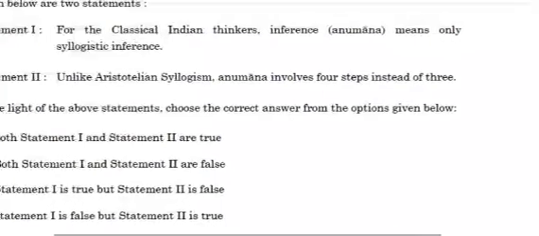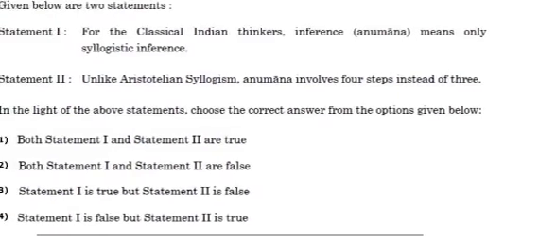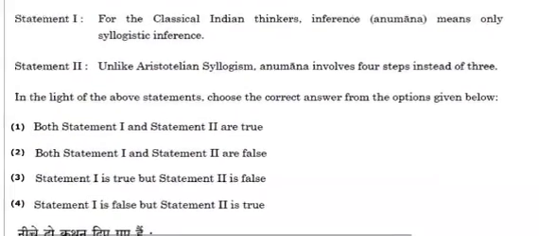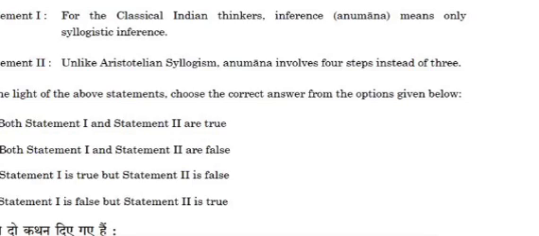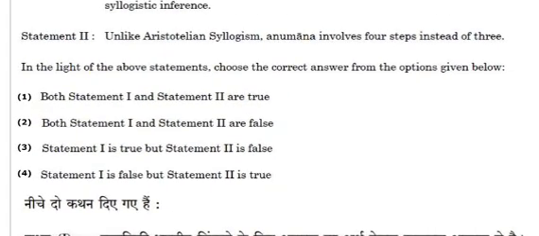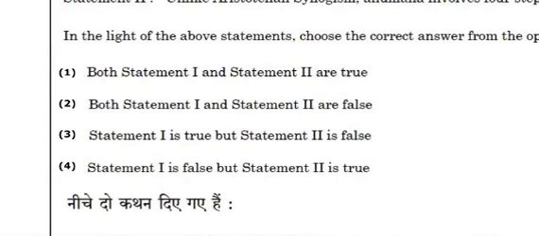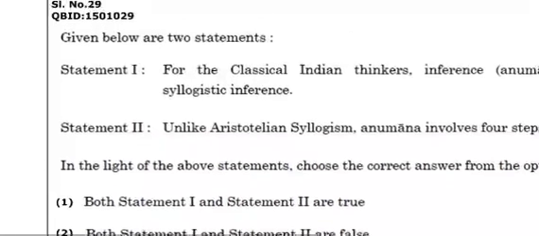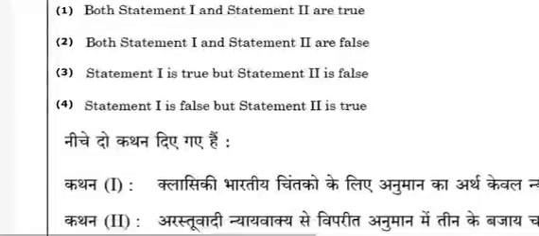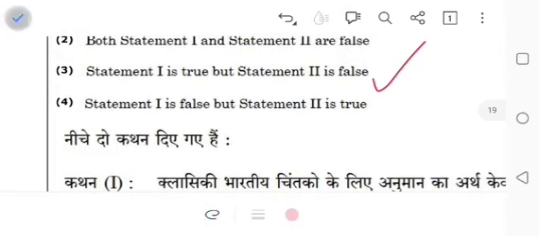29 says, given below are two statements. Statement 1 says for the classical Indian thinkers, inference or anumana means only syllogistic inference. Statement 2 says unlike Aristotelian syllogism, anumana involves 4 steps instead of 3. In the light of the above statements, we have to choose the correct answer from the options given below. Both statement 1 and 2 are true. Both are false. Statement 1 is true but statement 2 is false. Statement 1 is false but statement 2 is true. For 29, the correct option will be C. That means statement 1 is true but statement 2 is false.